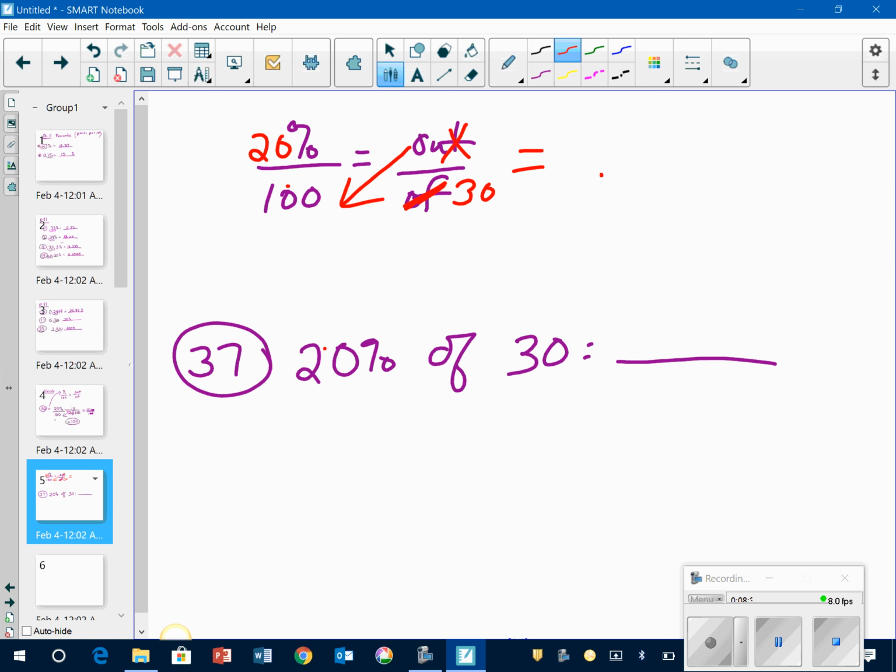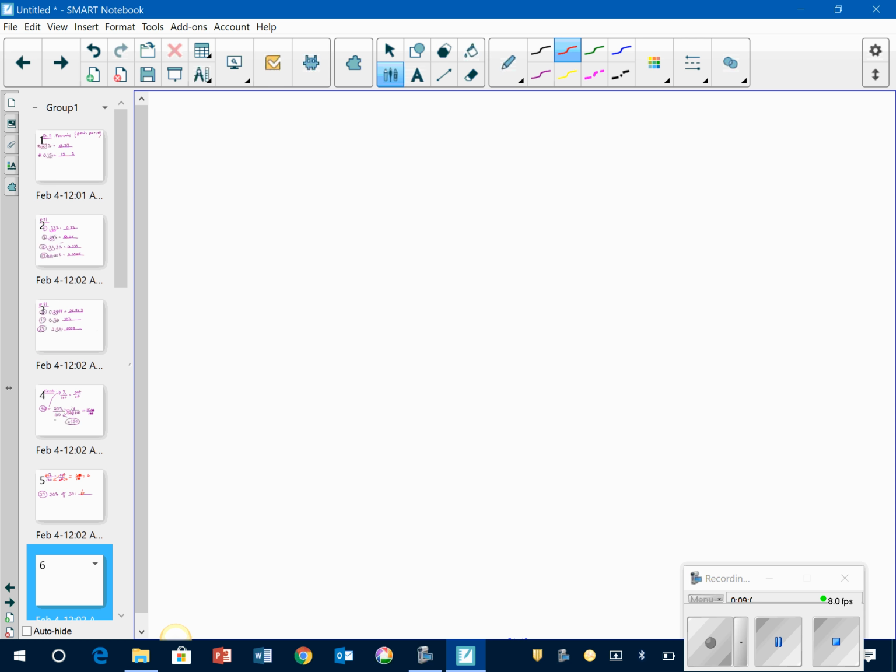So 100 times x will be 100. It goes on the bottom because anytime, whatever you multiply the x by, always goes on the bottom. And then 30 times 20 would be 600. And again, here we're going to simplify because we have 2 zeros here and 2 zeros here. We're just going to take them off. 6 divided by 1 is 6. So 20% of 30 would be 6. Again, put your formula up here.